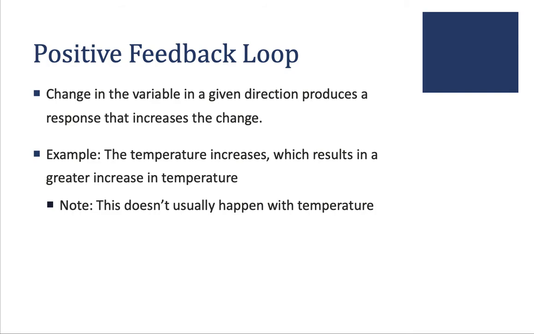A positive feedback loop is not very common. There are very few examples in the human body. A positive feedback loop is when a change in the variable in whatever direction produces a response that increases that change. So it makes it go even further in the direction that it was already going. A hypothetical example is that if temperature increased, that feedback loop would try to make your temperature increase even more. Now, that's not a real example because we want it to stay within a certain range, but that would be an example of a positive feedback loop.